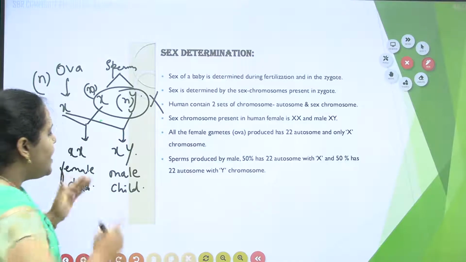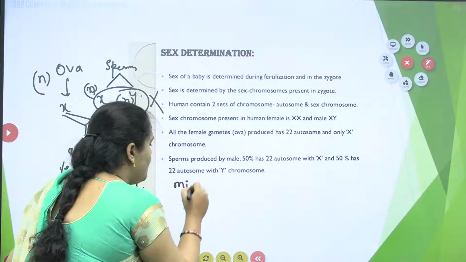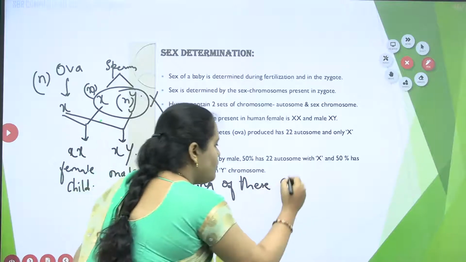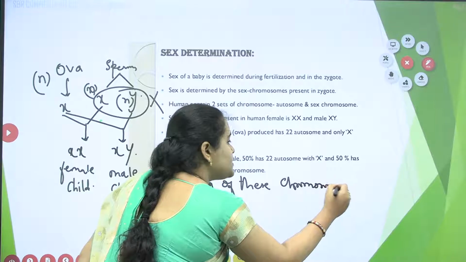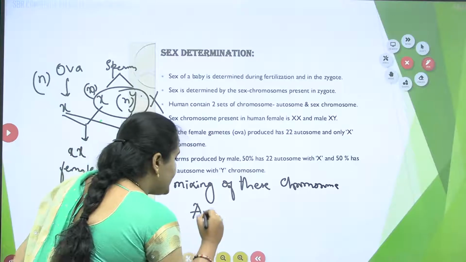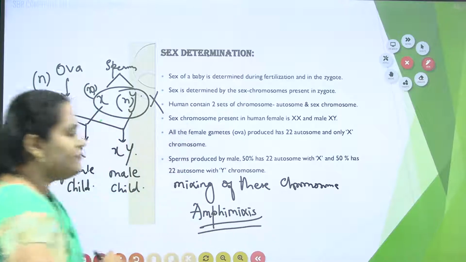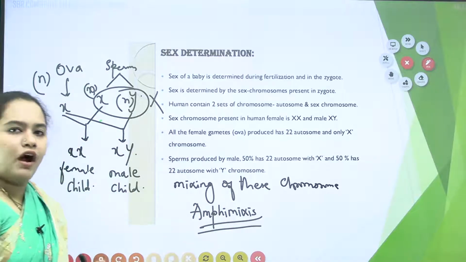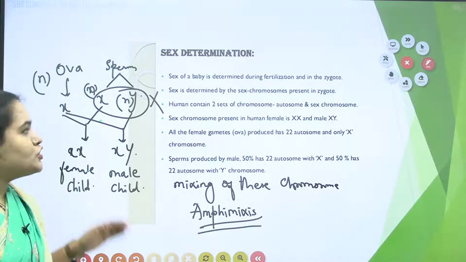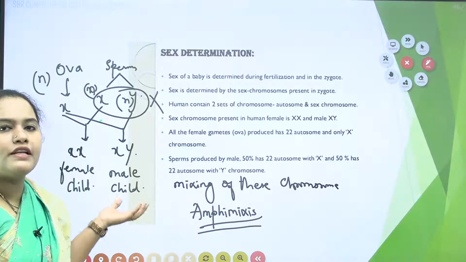Okay, further see, mixing of these chromosomes, that is the mixing of the male and the female chromosome, that is the father and the mother chromosome, is called as amphimixis. What it is called as? Amphimixis. That is the mixing of the father and the mother chromosome is called as amphimixis. Got it? So this is the third step in our reproductive cycle, that is the fertilization.